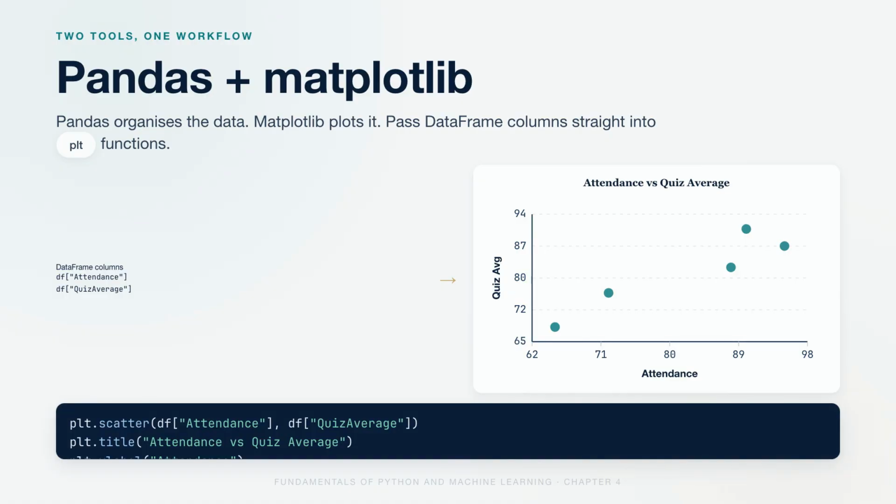Matplotlib works well with pandas. Often the data we want to chart is stored in a data frame. For example, suppose we have a data frame called df with the columns named attendance and quiz average. We can create a scatter plot using these columns. This is a common pattern. Pandas helps us organize the data. Matplotlib helps us visualize the data. Together, they help us understand the dataset before modeling.